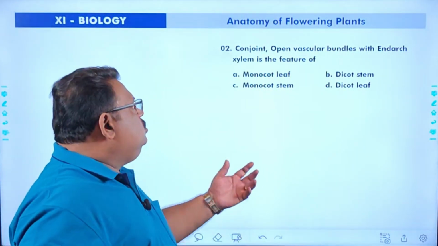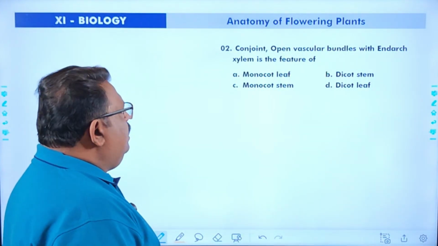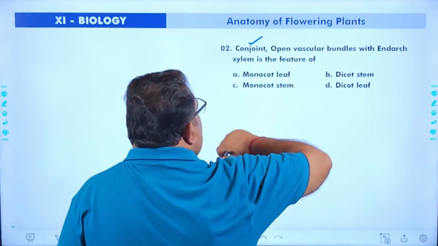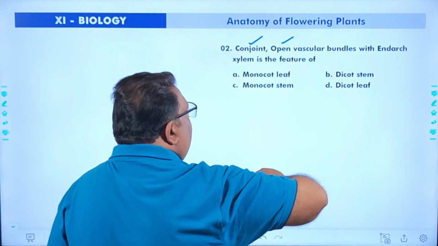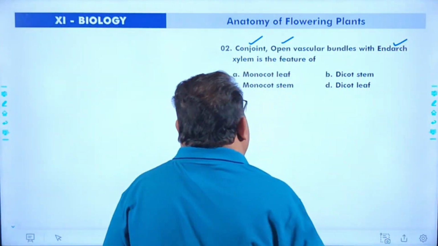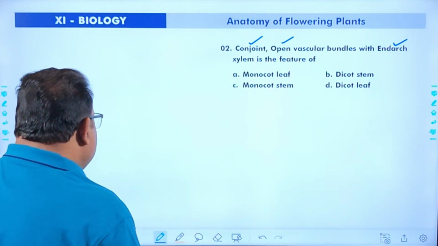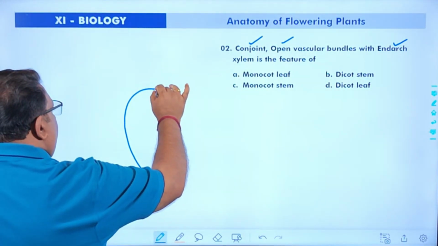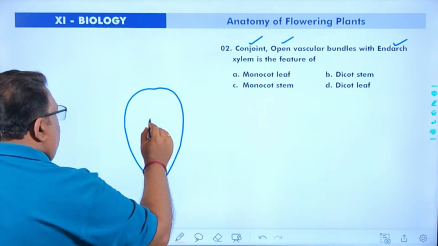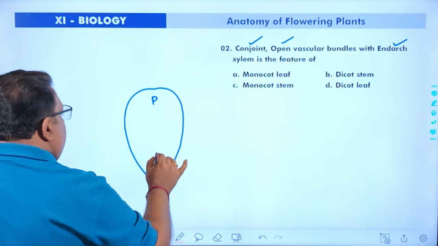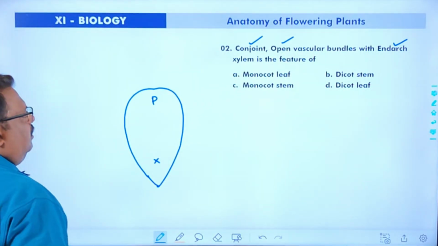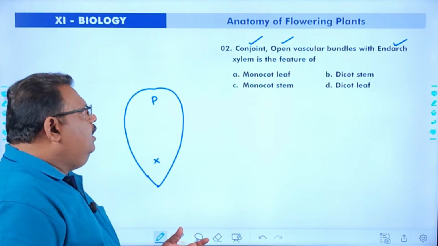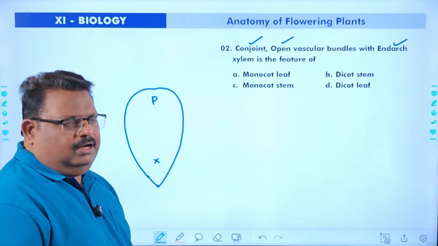Next question. Conjoined open vascular bundles with endarch xylem. Three terms are there: conjoined vascular bundle, open vascular bundle, and the xylem is endarch. What is a conjoined vascular bundle? A conjoined vascular bundle means a bundle where both phloem tissues and xylem tissues are present. When phloem components and xylem components are seen inside the same bundle, the bundle is called a conjoined bundle.